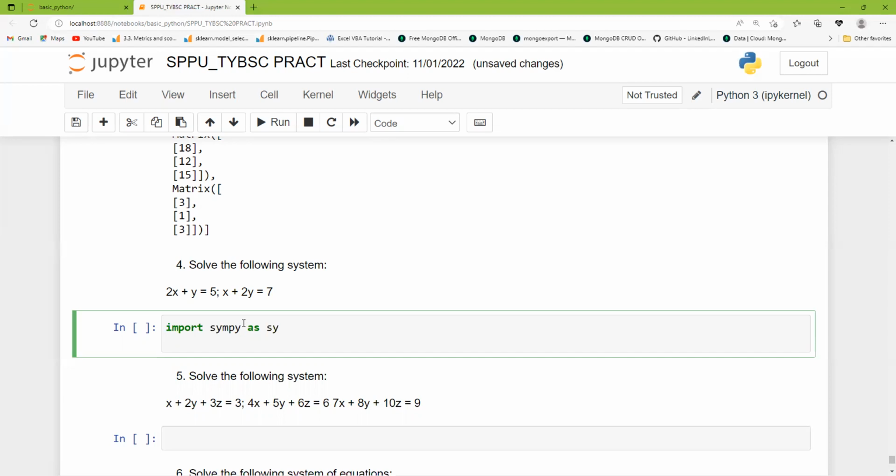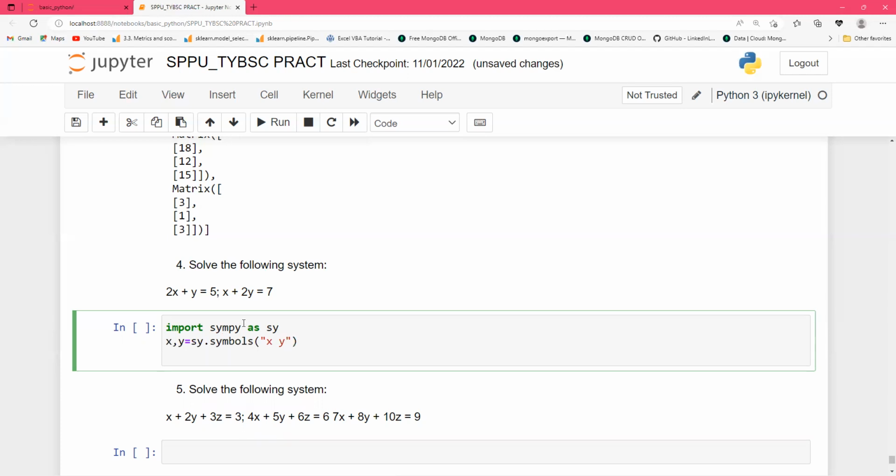So sy, then we have 2 symbols. I'm giving these symbols as x, y is equal to sy dot symbols function. I have to use sy dot symbols, and how many symbols? 2 symbols, x and y. So I'm giving x space y.